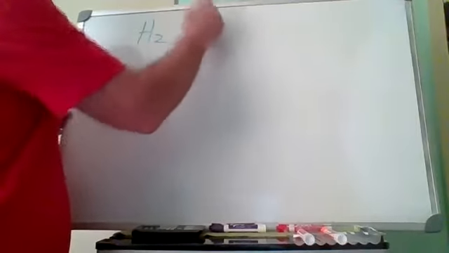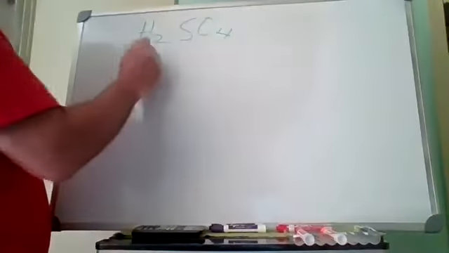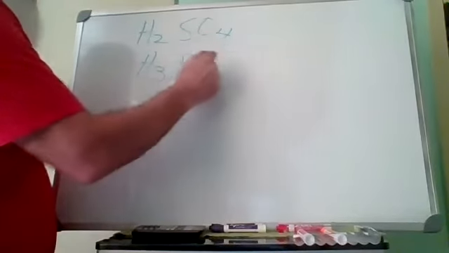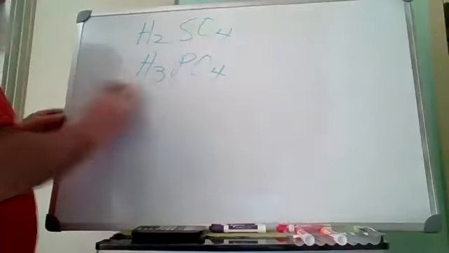Polyprotic acids are necessarily weak acids. At least, a polyprotic acid contains more than one acidic proton. For example, sulfuric acid contains 2 acidic protons. Phosphoric acid contains 3 acidic protons.